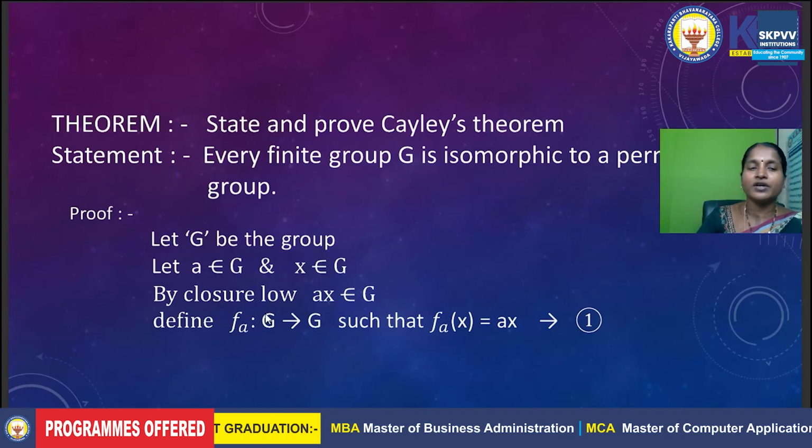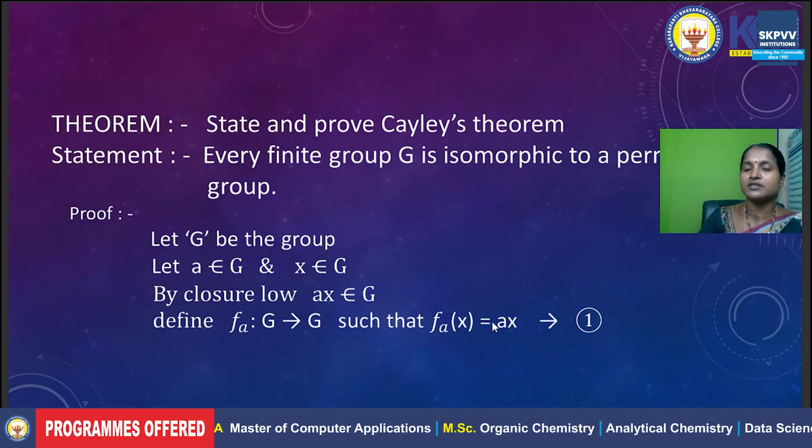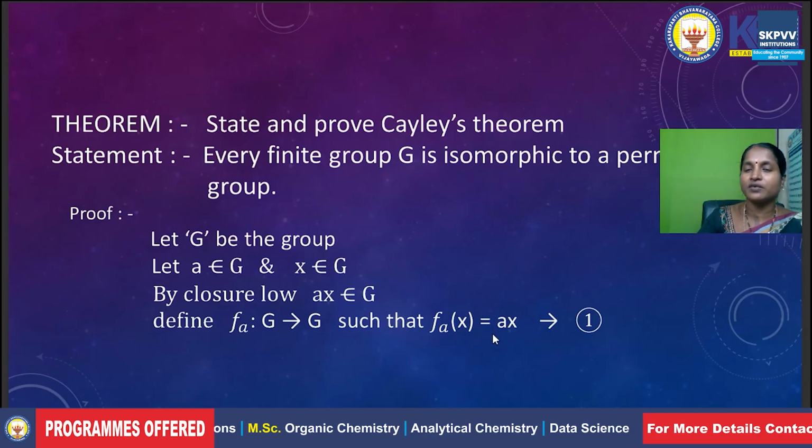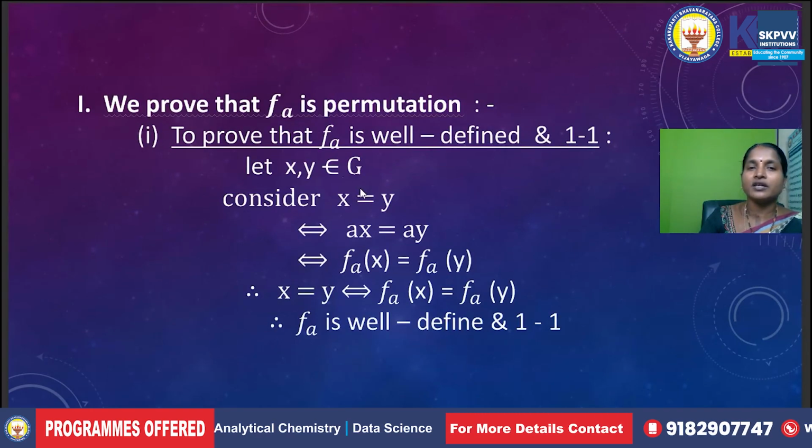Now we prove that it is a permutation. First we define a mapping f_a from G to G such that f_a(x) is equal to ax. This is the definition, f_a(x) defined as ax. This is the equation considered. Now we prove that f_a is a permutation.